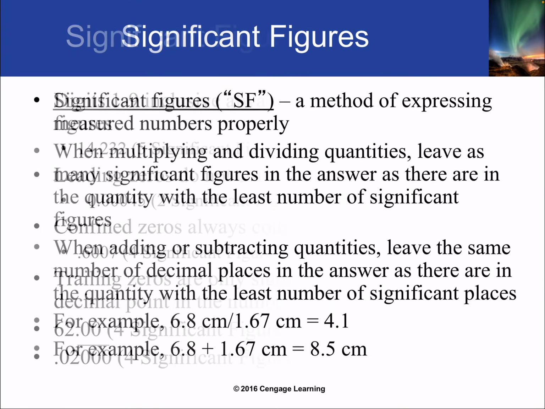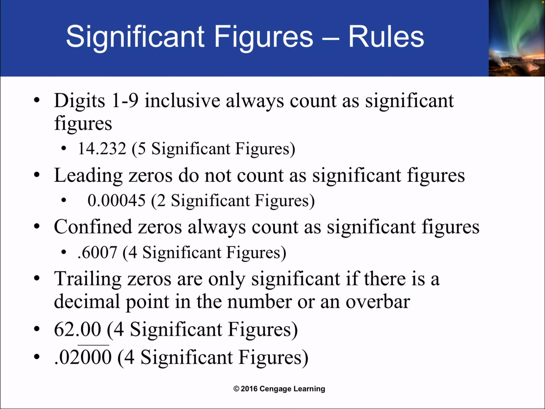There are rules that we can follow to help us along with this. And these bullet points are the rules. So the first rule tells you digits 1 through 9 inclusive always count as significant figures. So any number from 1 to 9 is going to be significant. So in this example, 14.232, you have 5 significant figures.